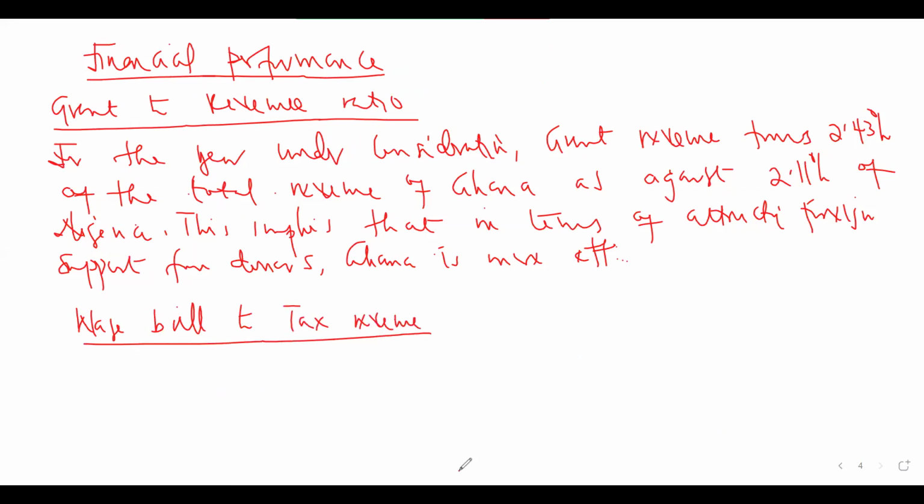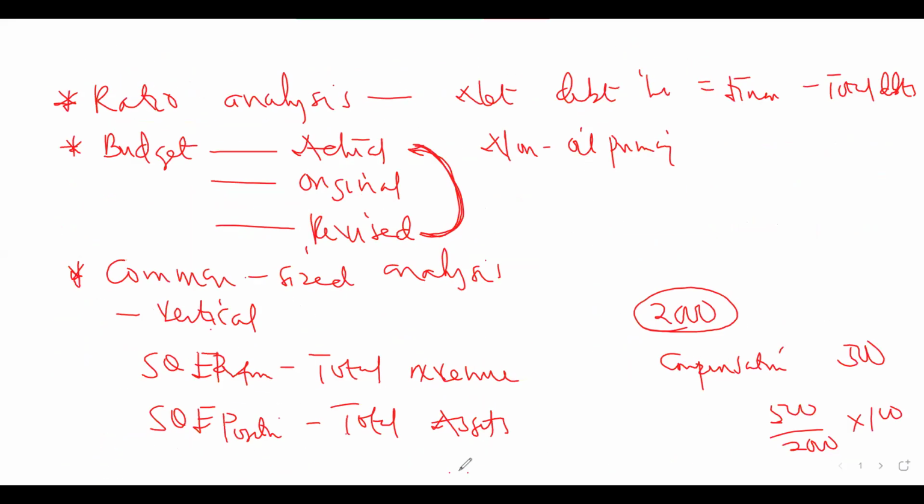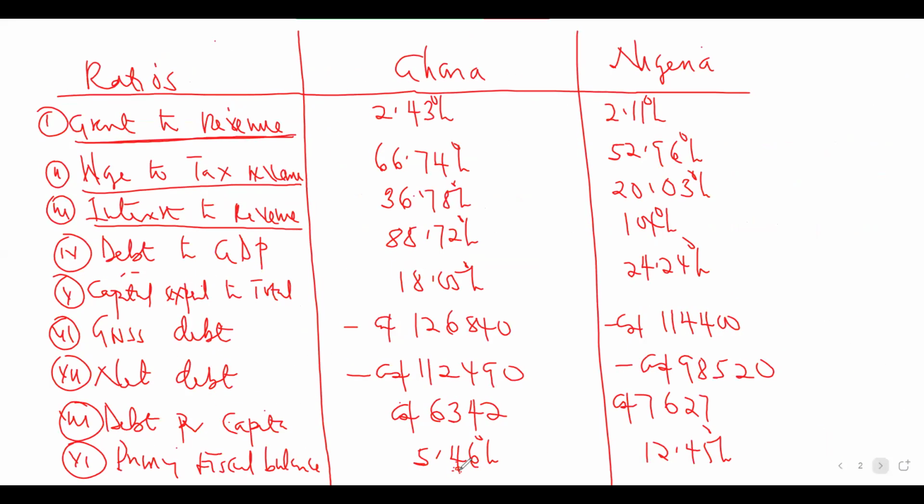Okay, so let's go to the wage bill to tax revenue ratio. Wage bill to tax revenue ratio is 66.74 for Ghana, 52.96 for Nigeria. What does it mean? You quote the figures that you have calculated before you write the meaning of what these particular percentages represent for the two countries and which of them is doing better.